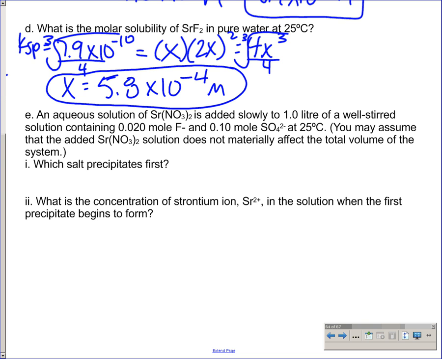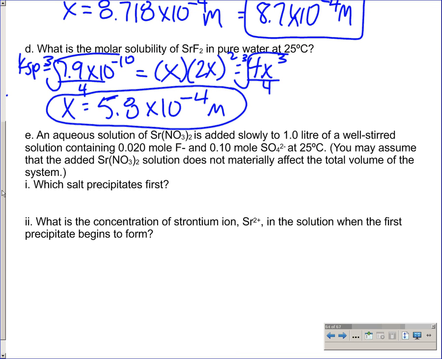So here we go. An aqueous solution of strontium nitrate is added slowly to 1 liter of a well-stirred solution containing 0.02 moles of fluoride ion and 0.10 moles of sulfate at 25 degrees C. You may assume that the added strontium nitrate solution does not materially affect the total volume of the system. Which salt precipitates first? Oh, I know. See, I don't believe that, but we'll get there. And then we're going to see what's the concentration of strontium ion in the solution when the first precipitate begins.